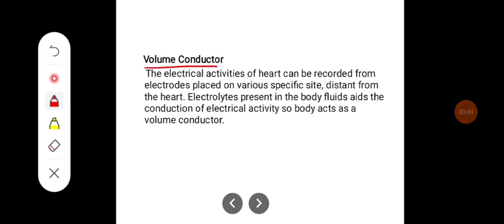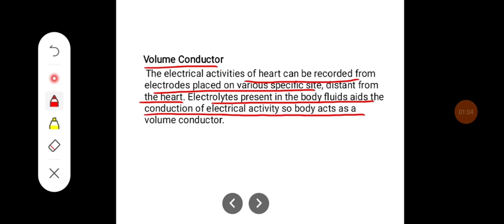Volume conductor. The electrical activities of the heart can be recorded from electrodes placed on various specific sites distant from the heart. Electrolytes present in the body fluids aid the conduction of electrical activity, so the body acts as a volume conductor.